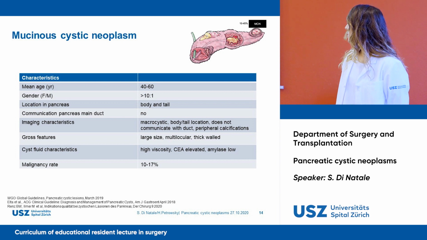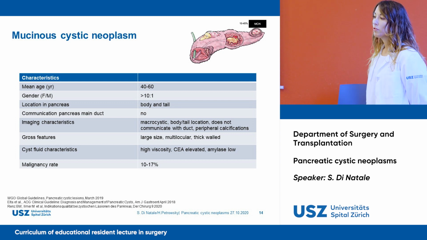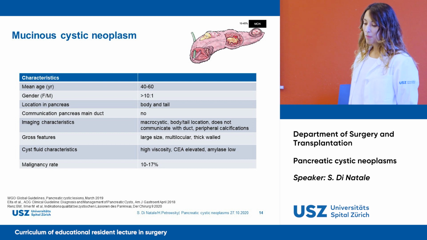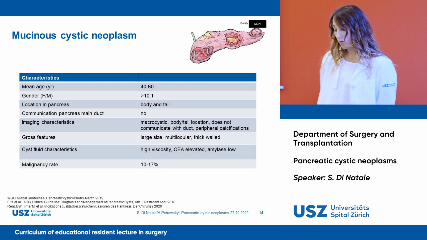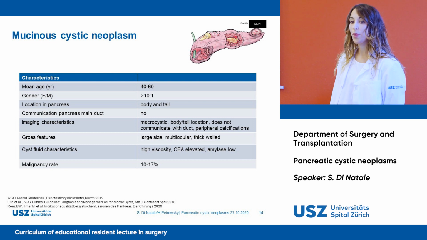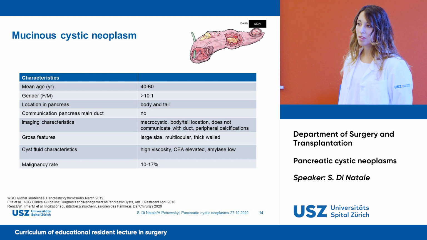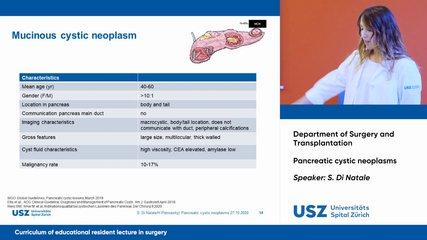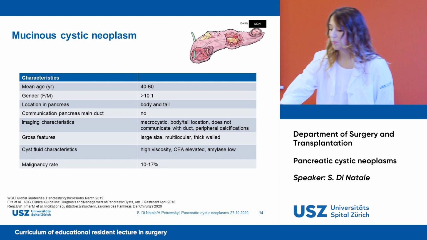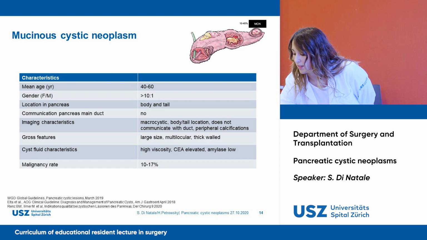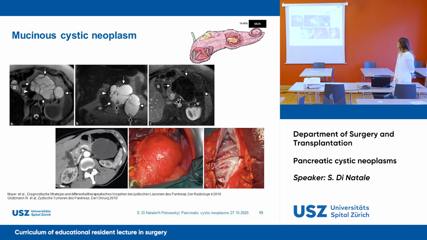On imaging, they appear as macrocystic lesions with peripheral calcifications, and macroscopically, they are mostly large cysts with a thick wall. The cyst fluid analysis shows a high viscosity with an elevated CEA and a low amylase. The malignancy rate is quite high, between 10 and 17%. Here you can see the large macrocystic cysts with peripheral calcifications and the thick wall.